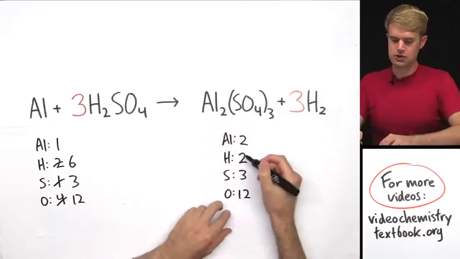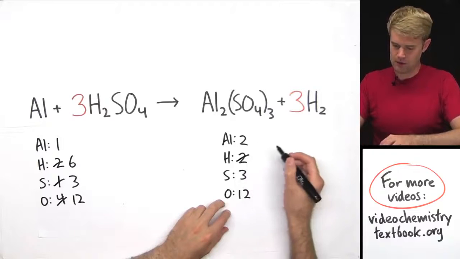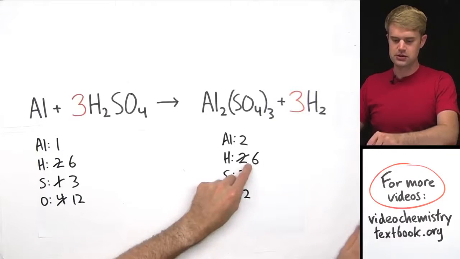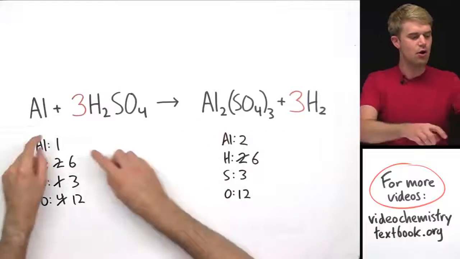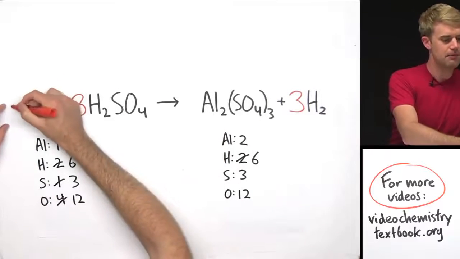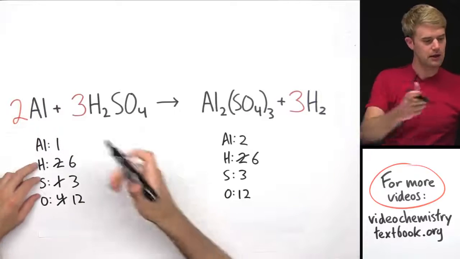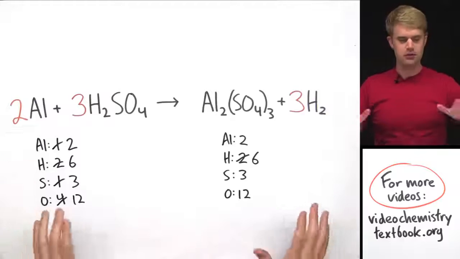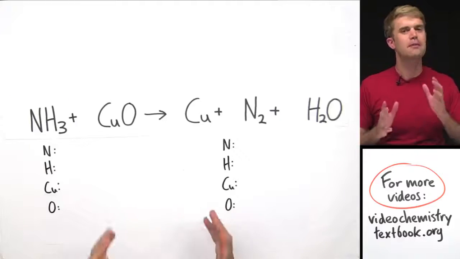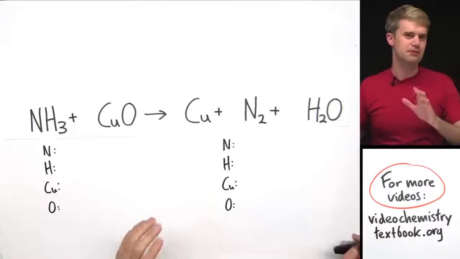Now I have 3 times 2 on this side, which is going to give me 6. And then take a look at the aluminum. I have 2 on this side, 1 on this side, but I can fix that by multiplying by 2 over here. And then I get those to balance and everything's good. You may have noticed these are getting a little bit more complex. It takes more and more steps to balance them.